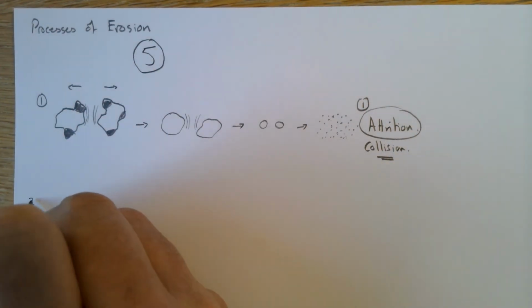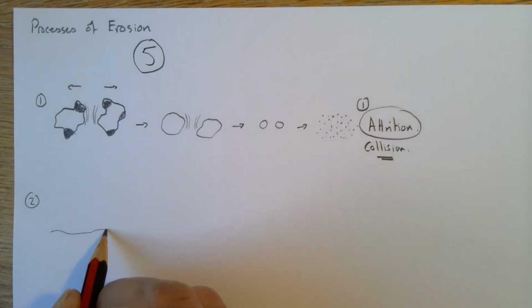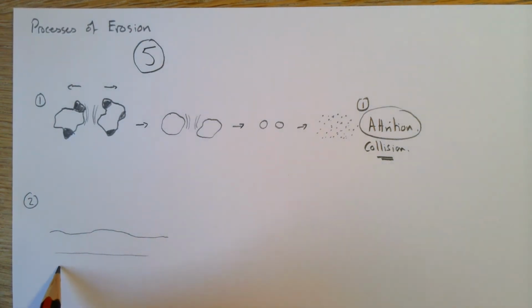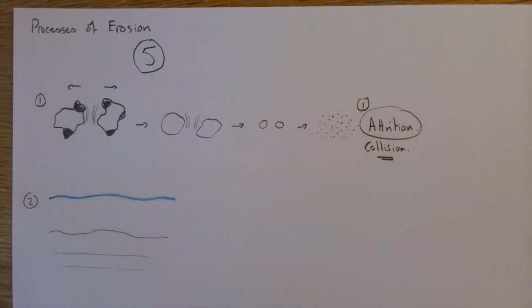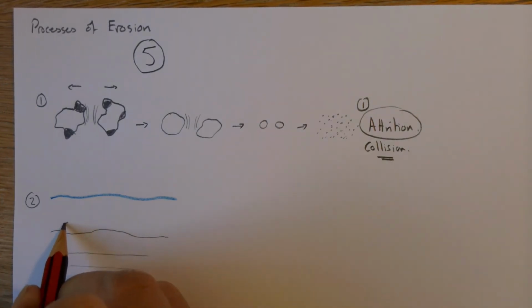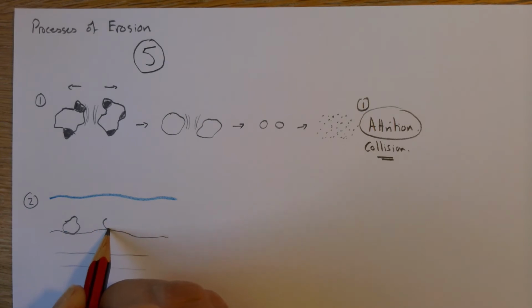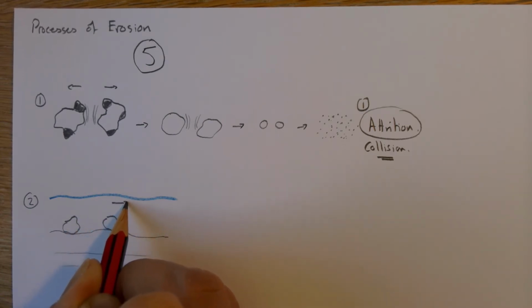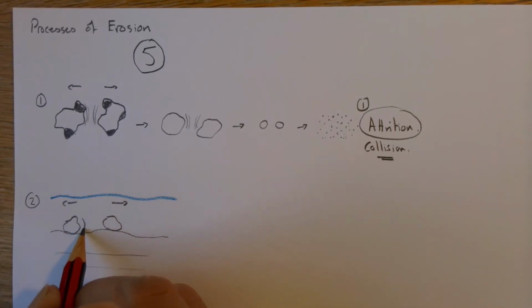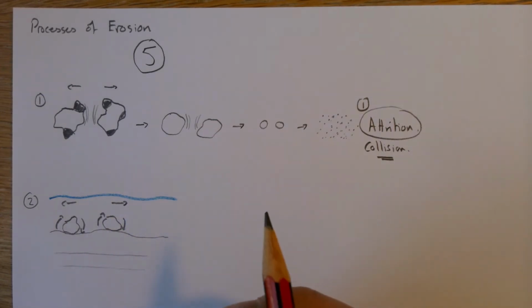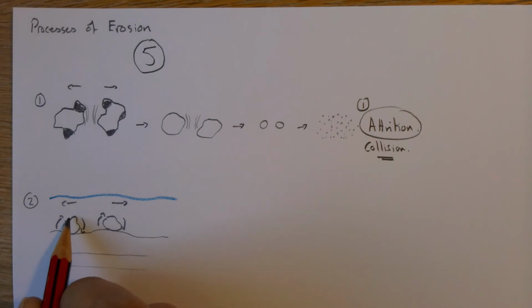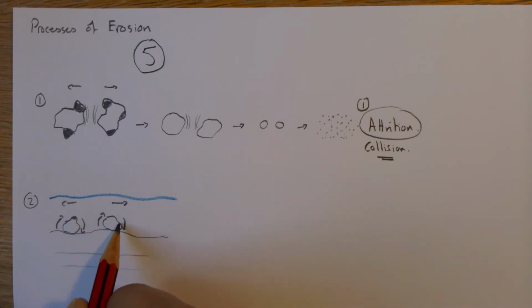Process number 2 is where we might have the seabed with some layers of rock underneath. You can draw in the sea above. And on the seabed we have some of those larger fragments maybe. With the waves passing and moving the material backwards and forwards, this material is rolled over the seabed. We remember the name of that process where material is rolled. It's called traction.